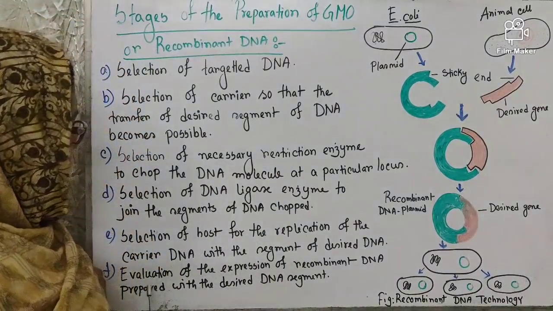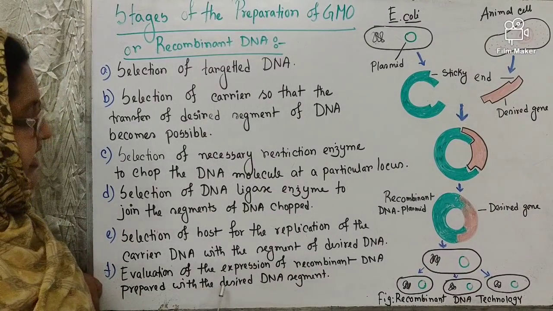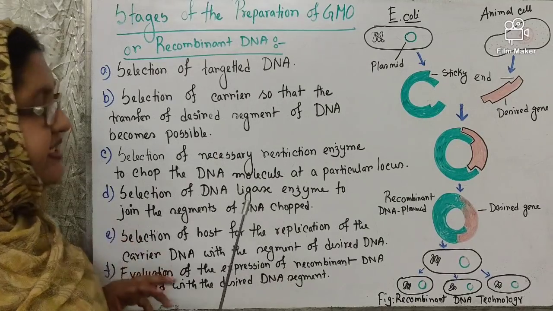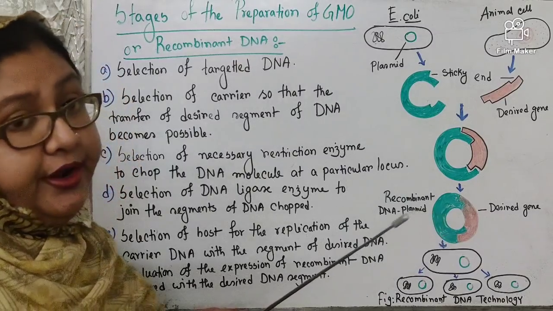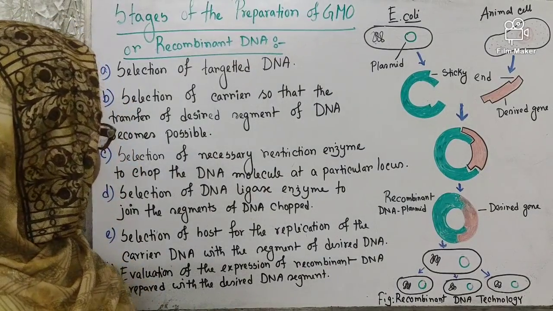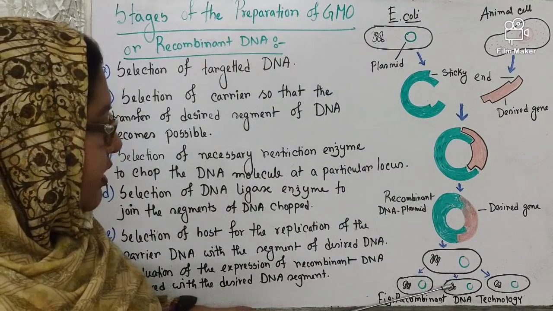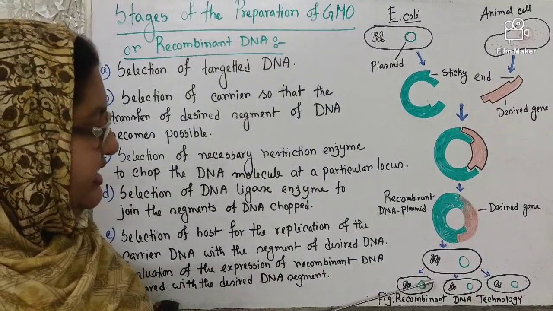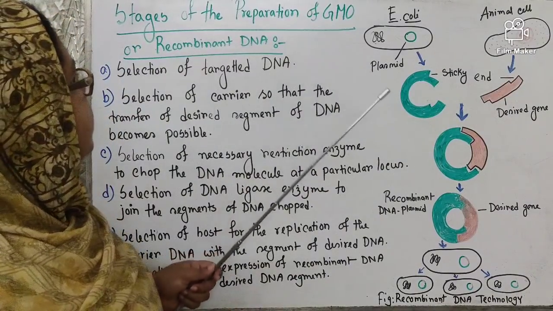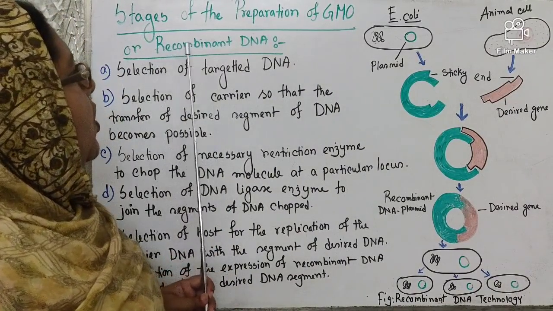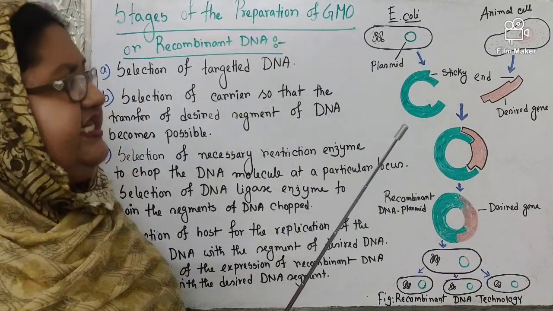The last point is evaluation of the expression of the recombinant DNA prepared with the desired DNA segment. It means evaluating whether the character is transferred or not. The final step is to evaluate the expression of the recombinant DNA prepared with the desired segment. Okay, so all these are the steps of preparation of GMO or recombinant DNA. Generally, these are the steps of genetic engineering.